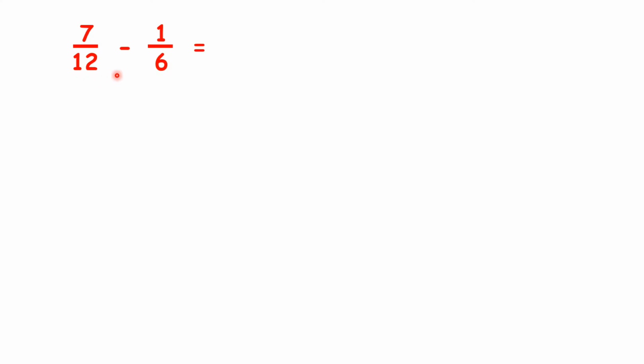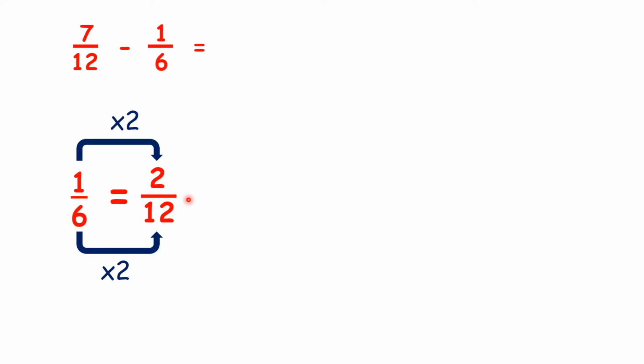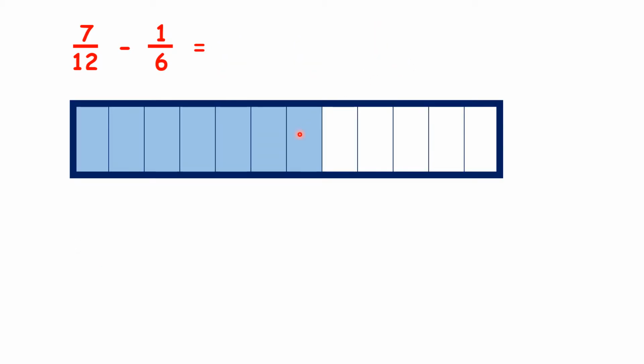So now we have 7/12 minus 1/6. So we can change 1/6 into 12ths by multiplying by 2. So really we have 7/12 minus 2/12. And that gives us 5/12. And you can see what we did here. We had 7/12, but we were taking away 1/6. But because 1/6 is the same as 2/12, we have 5/12 left.